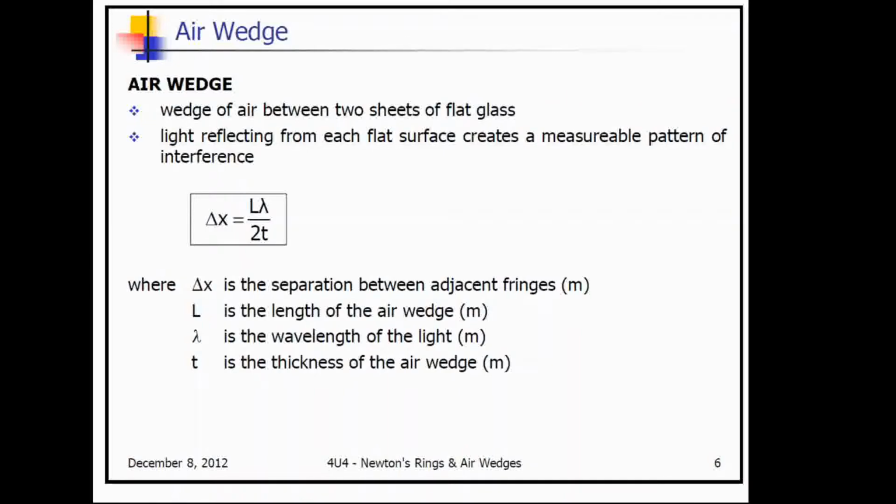basically the distance from the tip of that triangle, or where the air wedge originates, to the point where we measure our thickness. So if it was a paper that was in between, the air wedge length would be how long until we actually get to that paper that's inside the air wedge. Lambda is the wavelength of light, and T is the thickness of the air wedge.